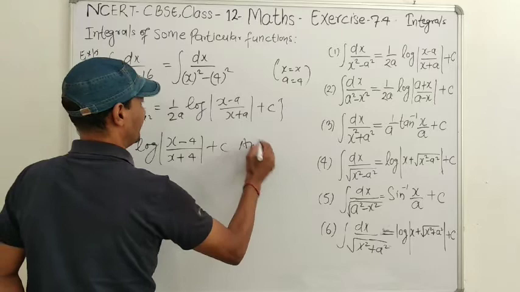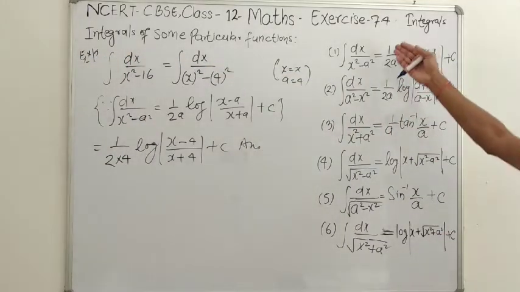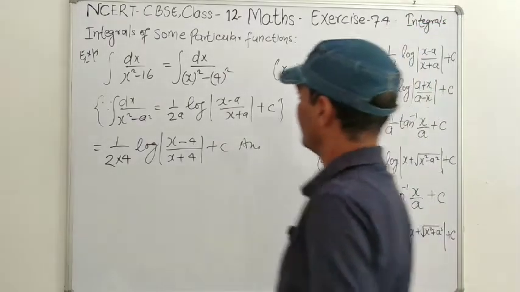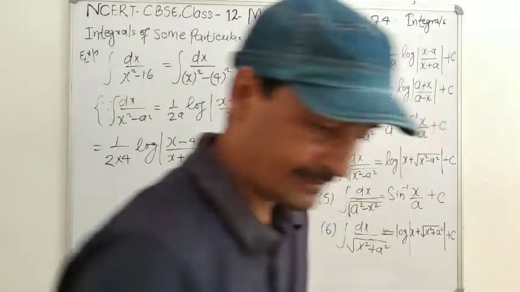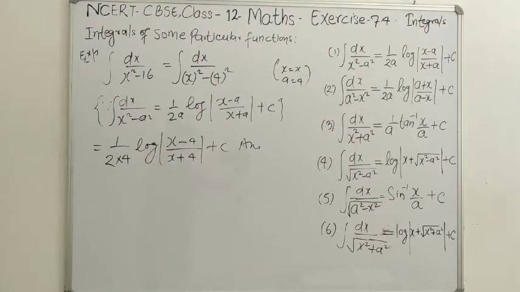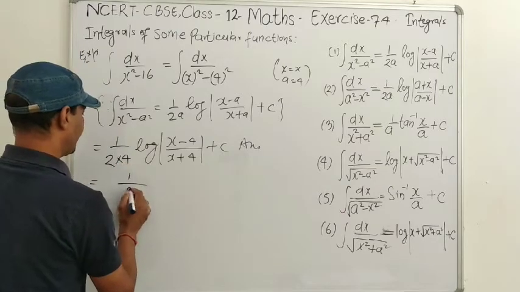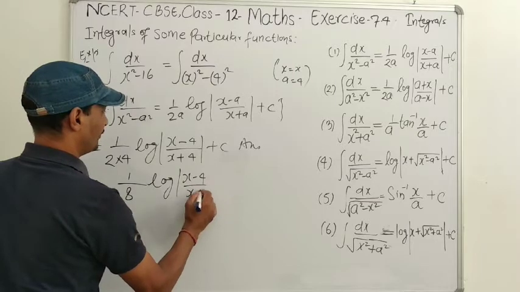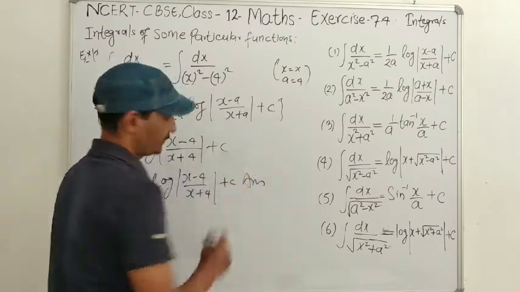So it is the answer. If you remember this particular function integration first, this is very easy to do. So we will do some questions from the exercise and solve this. Next line, this is equal to 1 by 2 into 4, that is 1 by 8, log of x minus 4 by x plus 4, plus c. So it is the required answer.